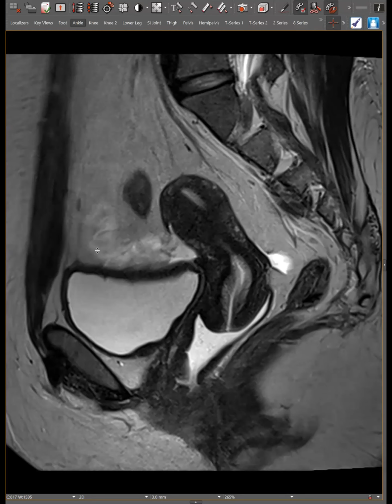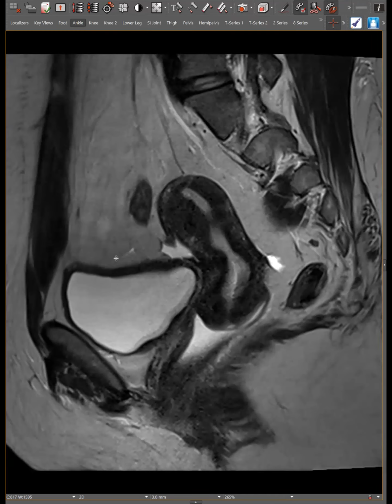All right, so this is a young woman. She's 31, and she was getting this MR because she has a history of prior endometriosis, and she had an endometrioma removed from her left ovary a few years back. Now she is having pelvic pain and pressure, so they were worried about deep infiltrative endometriosis.